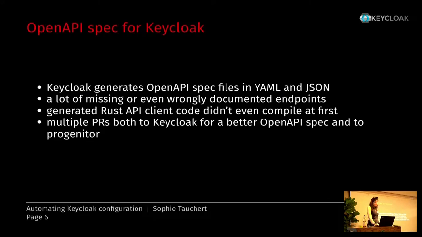OpenAPI spec and thus also improve the HTML documentation. And I've also opened some pull requests to Progenitor, the library I'm using to generate an API client from that OpenAPI spec. The OpenAPI spec currently is in a usable state, I'd say. It's going to be available in Keycloak 24 with a little warning to say that this is still a preview, but it's going to be available, which is nice. So I don't have to compile this myself anymore.